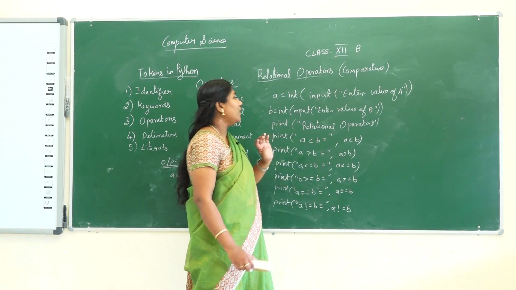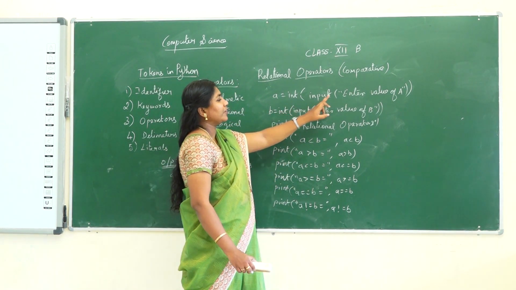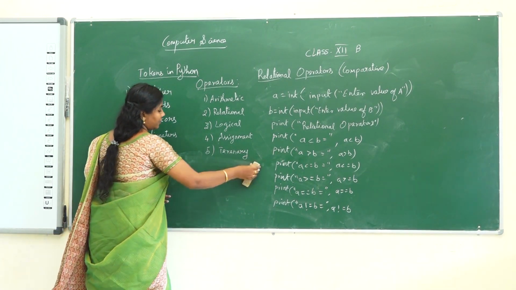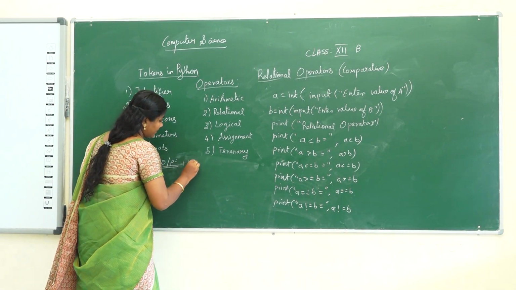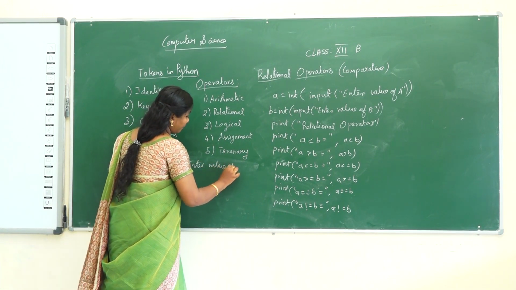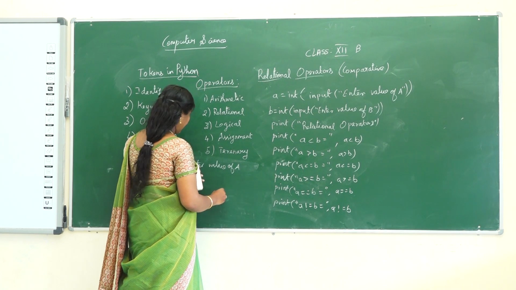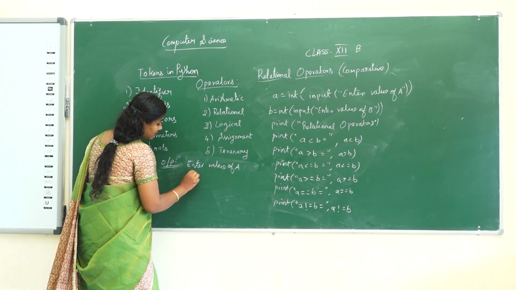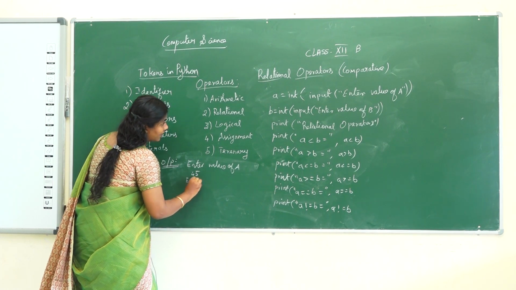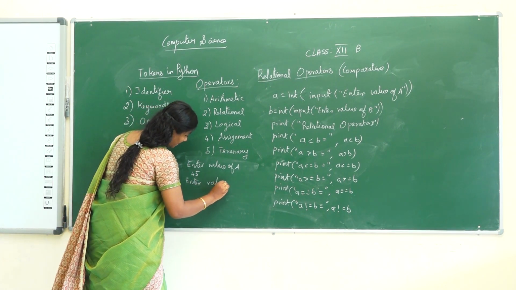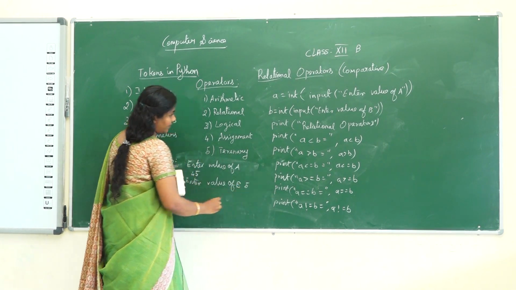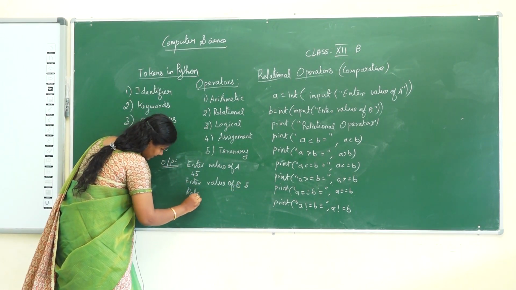Now first it will ask, input, enter the value of A. So this will be the first statement. We are in run mode, so enter value of A, I will give the value 45, and next it will ask for the next value, enter value of B, so I will give it as 5. So next, relational operators.